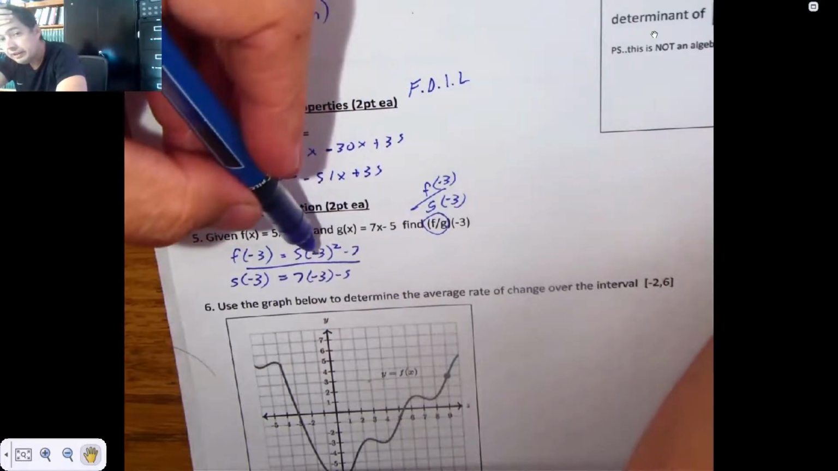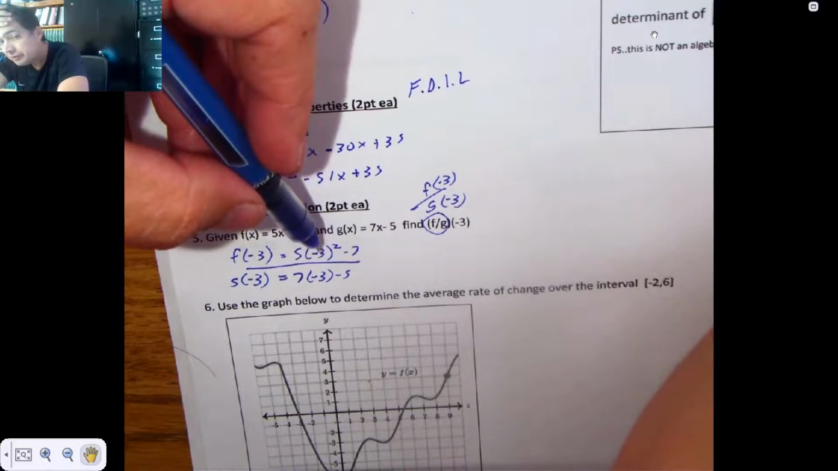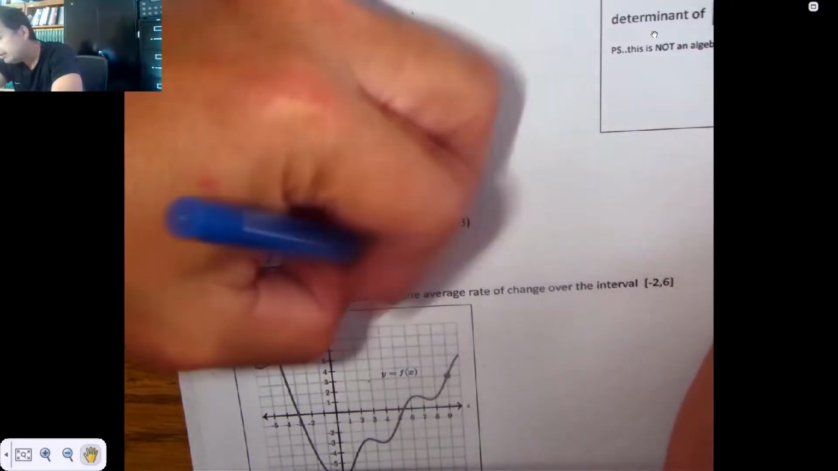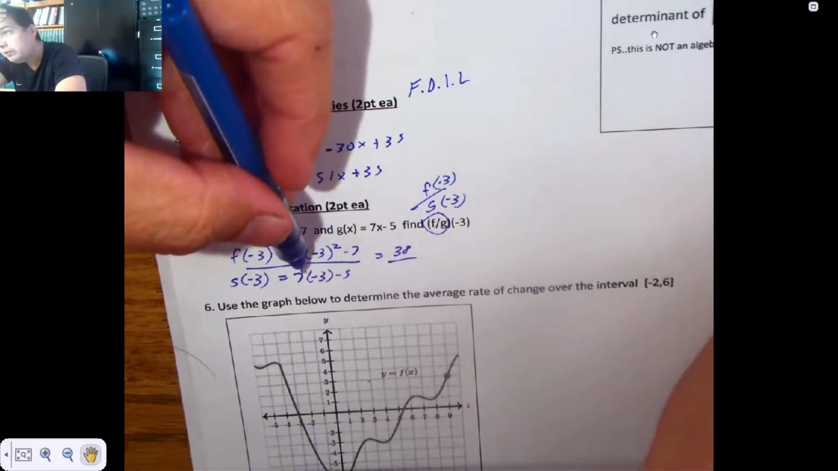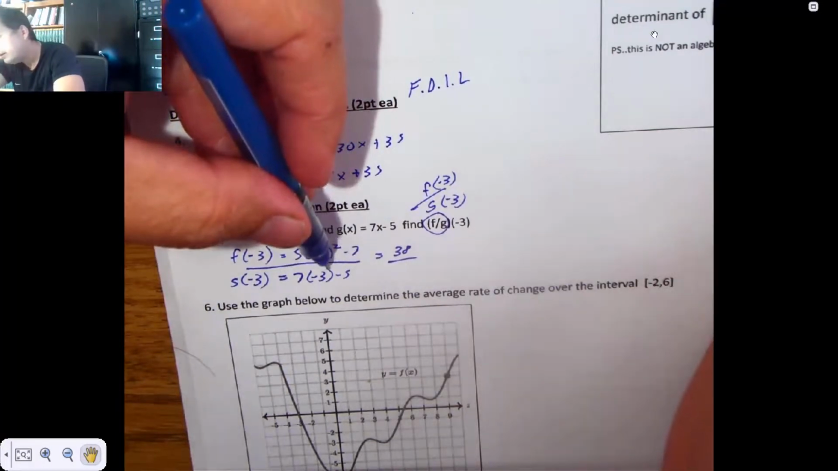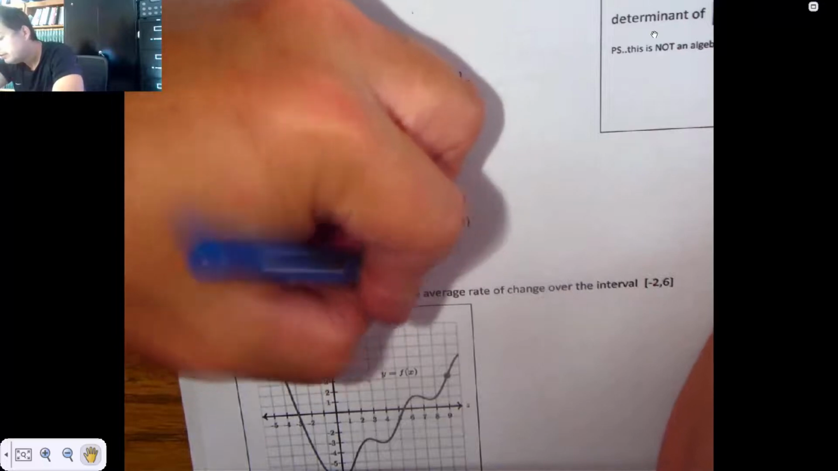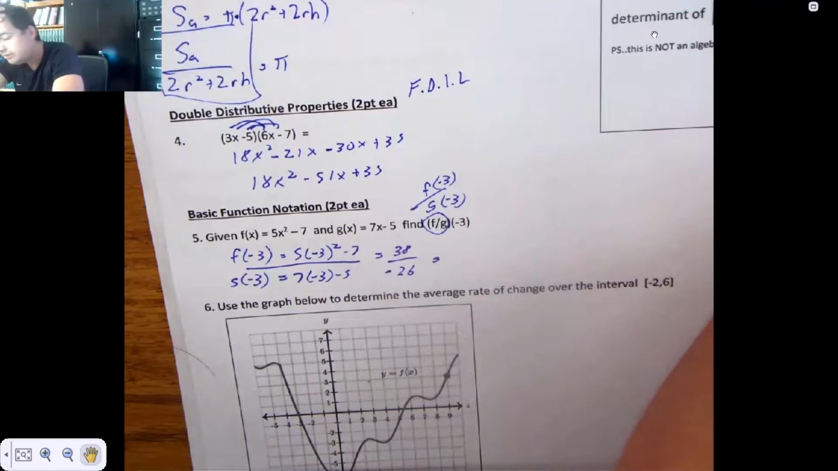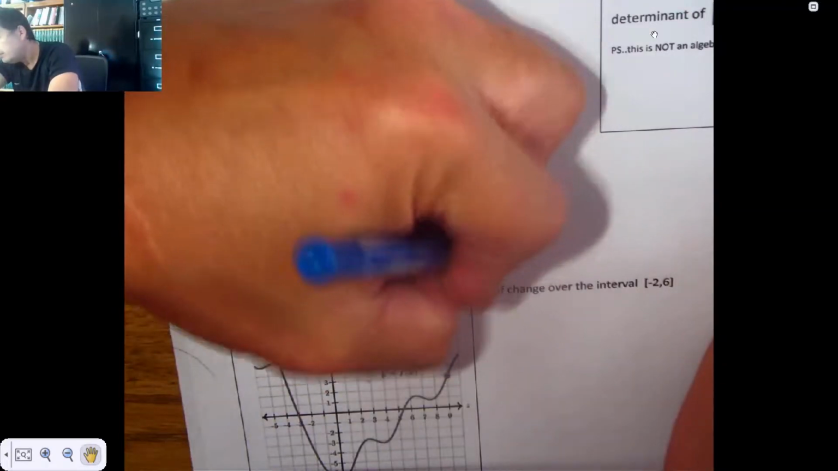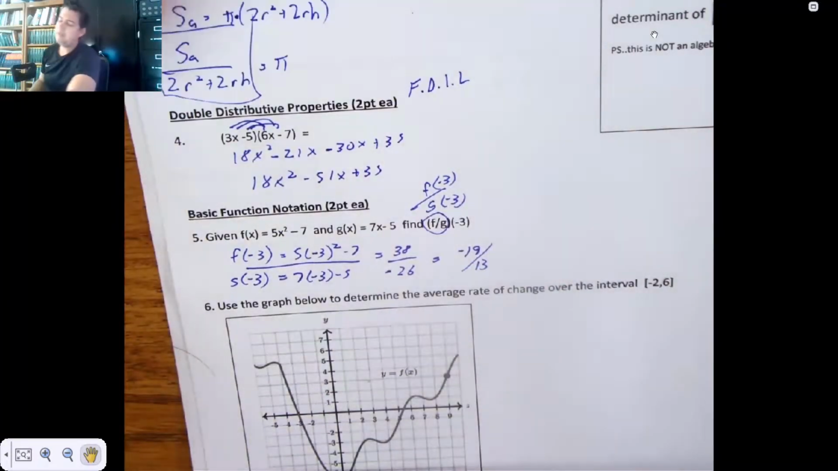See, this is going to be -3 squared is 9, times 5 is 45, take away 7 is 38. 7 times -3 is -21. Take away 5 is -26. And then I reduce. What is that, 19/13? -19/13. Hopefully I didn't make any mistakes. I think it's all right.